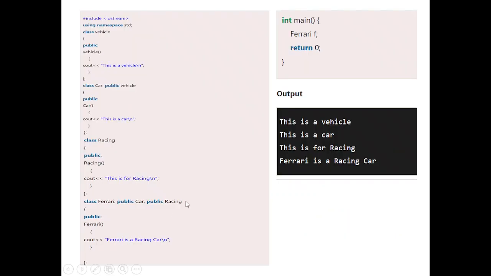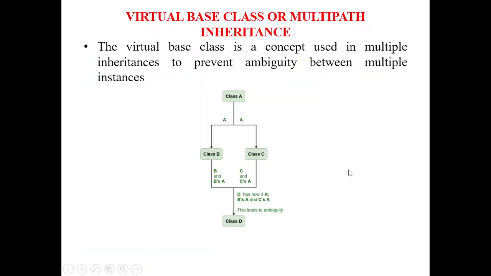So if you see, let us see from main. So Ferrari F, I am creating the object. Now if you see, the Ferrari is the ultimate child where it is having two parents, that is car as well as racing. Now car is saying this is a car, and racing is saying this is for racing. Okay, and actually Ferrari says, Ferrari is a racing car. Now who is the ultimate parent for everyone? That is vehicle. So in the output we'll get this is a vehicle, then this is a car, and this car is for racing, and Ferrari is a person who is racing that car, right?